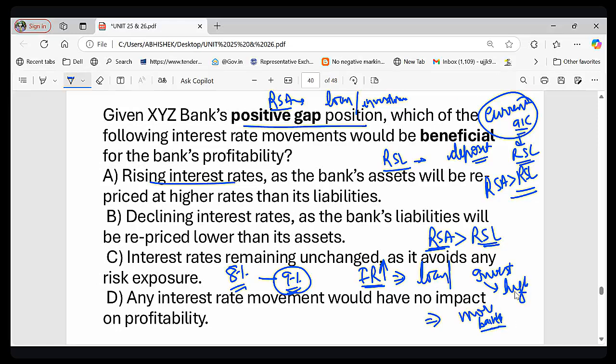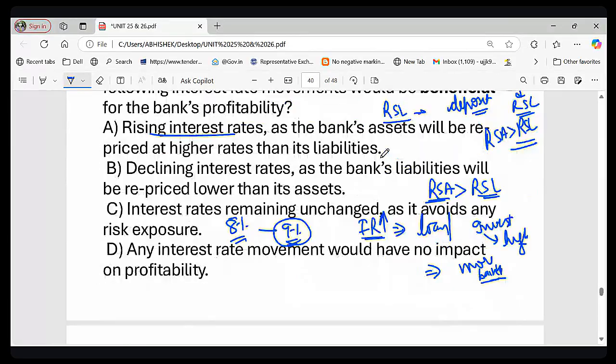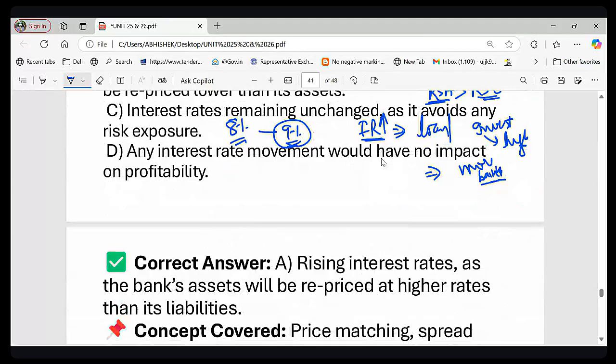Meanwhile the liability like the customer deposit get repriced too, but at slower rate. Try to understand this. This is very important thing. Since RSA is greater than RSL, and since interest rate is rising, both are getting repriced, RSA also and RSL also. But the rate of RSA repricing is higher as compared to RSL.